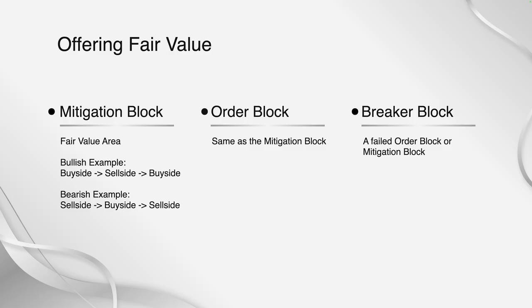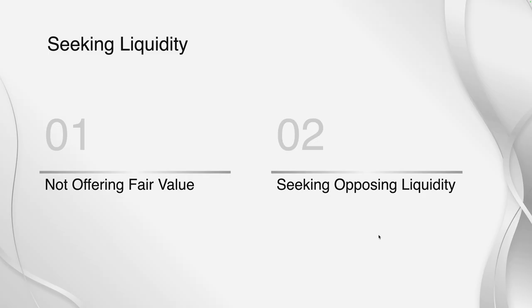Now, next to that, of course, the next part is seeking liquidity, because we are either offering fair value or we are seeking liquidity. So if we are, again, like we mentioned, not offering that fair value, then what are we doing? Well, first step, we are not offering fair value. Okay, so then we are seeking opposing liquidity instead.